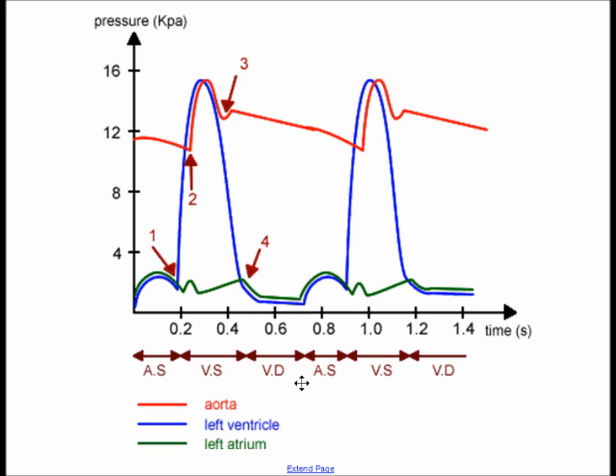You can see down here that we've got the 3 phases of contraction and relaxation, and that atrial systole coincides with when the atrioventricular valve is open, moving the blood as fast as possible into the ventricle from the atrium.